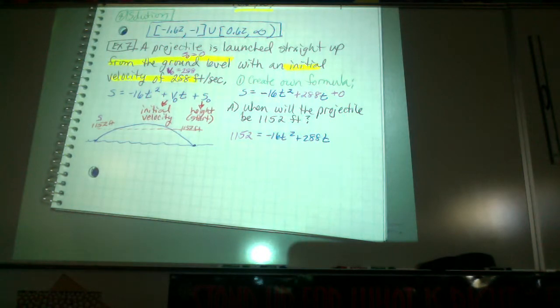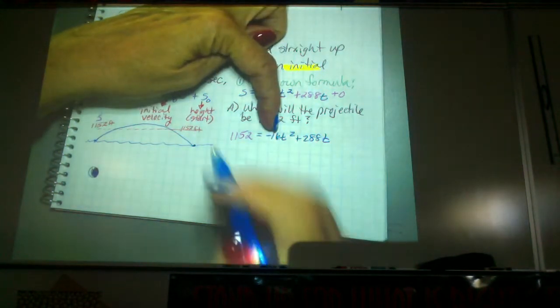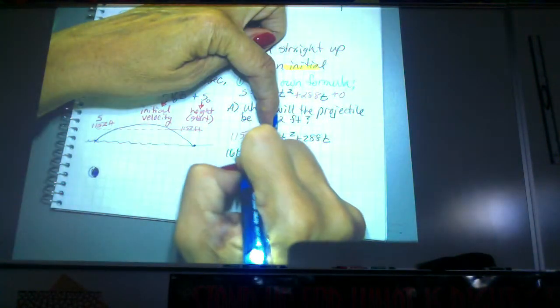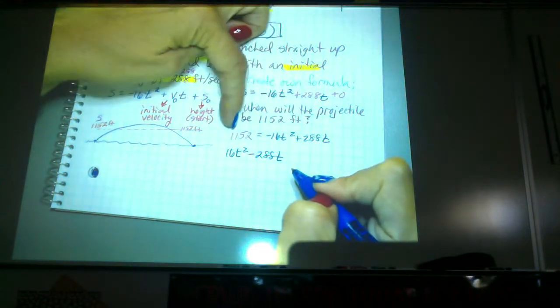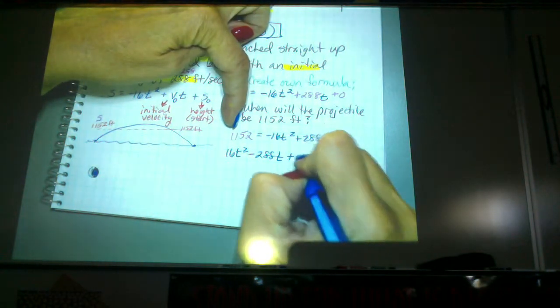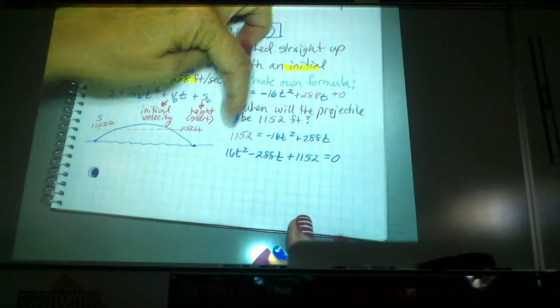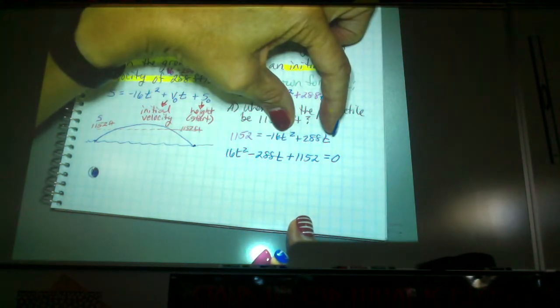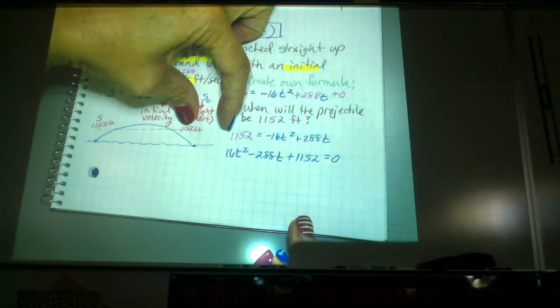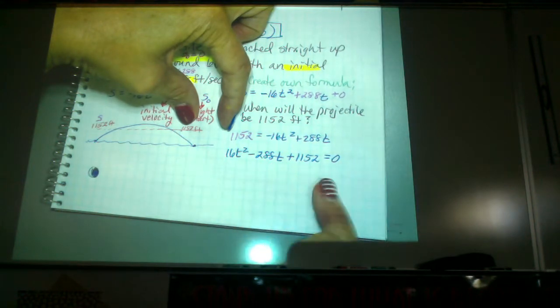side equal to 0. So if I add a 16t squared, I get a 16t squared. If I subtract a 288t, I get a negative 288t. I'm not moving the 1152, so it stays positive. 1152 equals 0. All I did was take these, move them over to the left, which switched signs, and I wrote it in descending order. That would be a real ugly thing to factor.